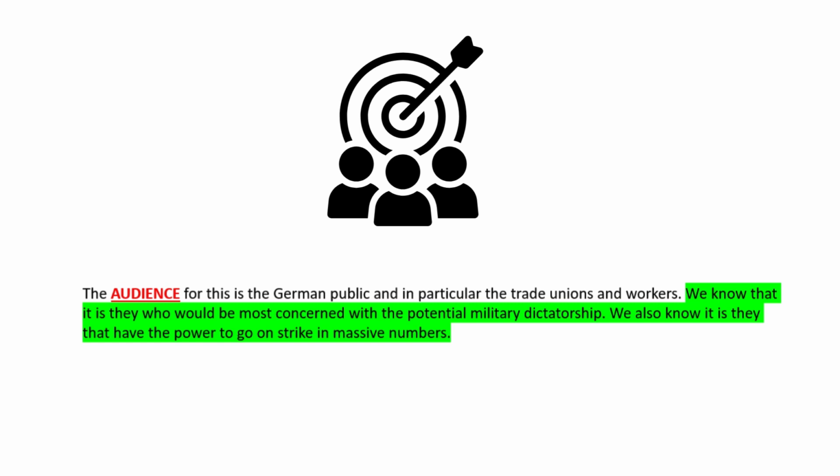Audience, be quite specific about that. So for this, the German public, in particular the trade unions and workers, are key here, okay, because they need to get them to go on strike. So it's aimed at them. They're mentioned. We know that it is they who would be most concerned with the potential military dictatorship. We also know it is they that have the power to go on strike in massive numbers.